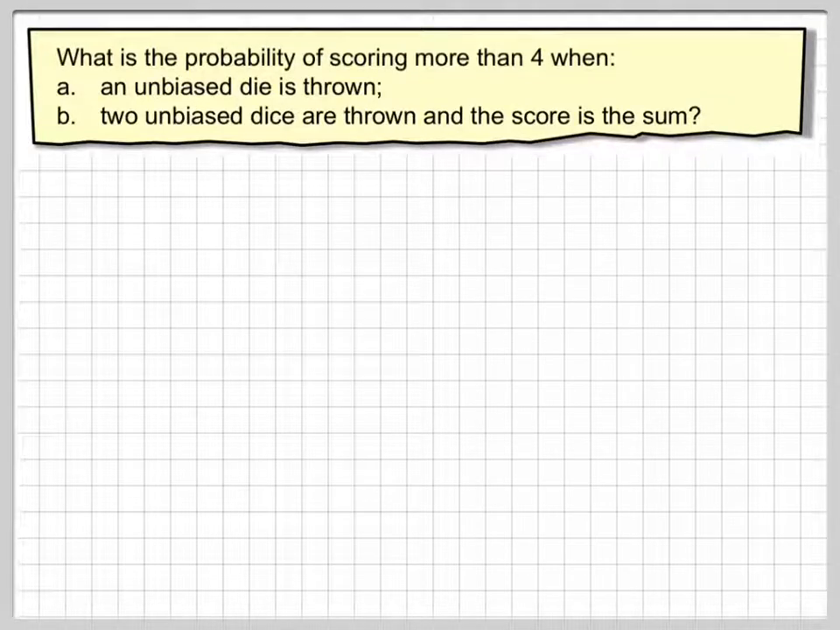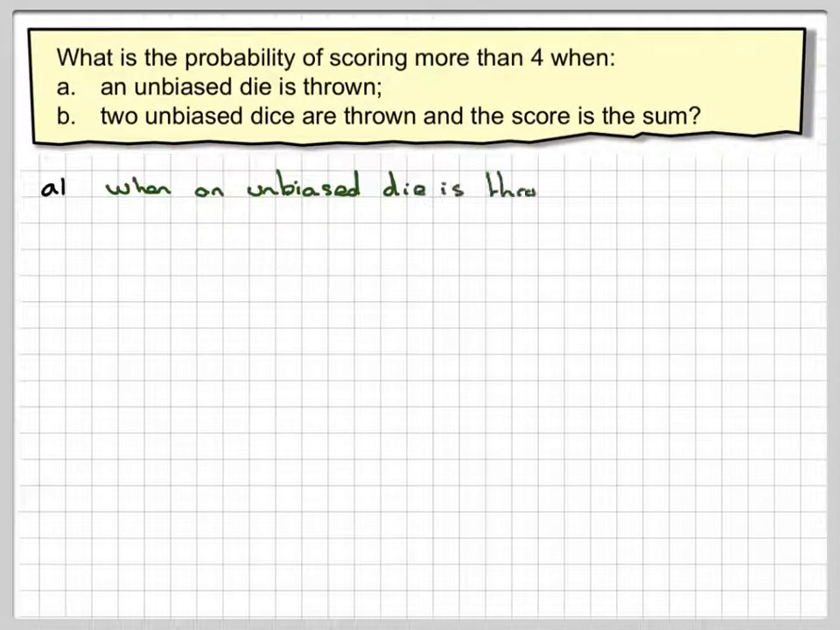Okay, we're going to look at probability. It says, what is the probability of scoring more than 4 when A, an unbiased die is thrown, and B, 2 unbiased dice are thrown, and the score is the sum. So let's consider the first case.